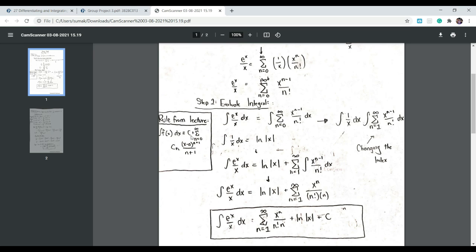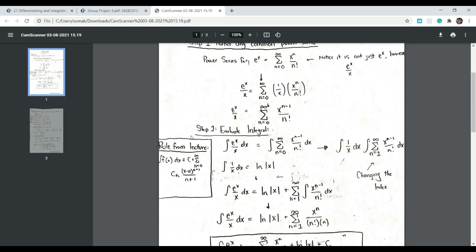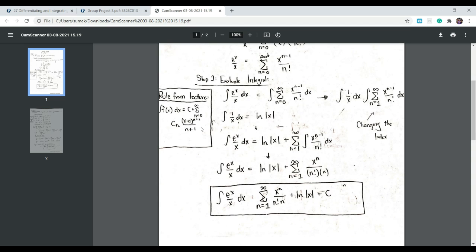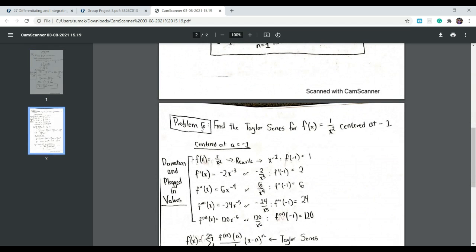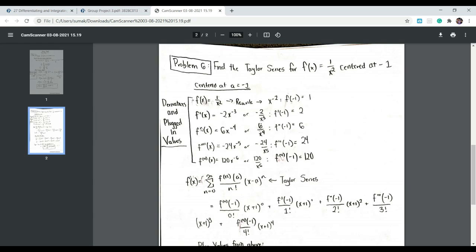And so I got the integral of e to the x over x dx is equal to the summation of n equals 1 to infinity of x to the n over n factorial times n, plus the natural log of the absolute value of x plus c. And so that is the infinite series for the integral of e to the x over x dx. So yeah. Now, if we move on to problem 6, we're asked to find the Taylor series for f of x equals 1 over x squared centered at a equals negative 1.